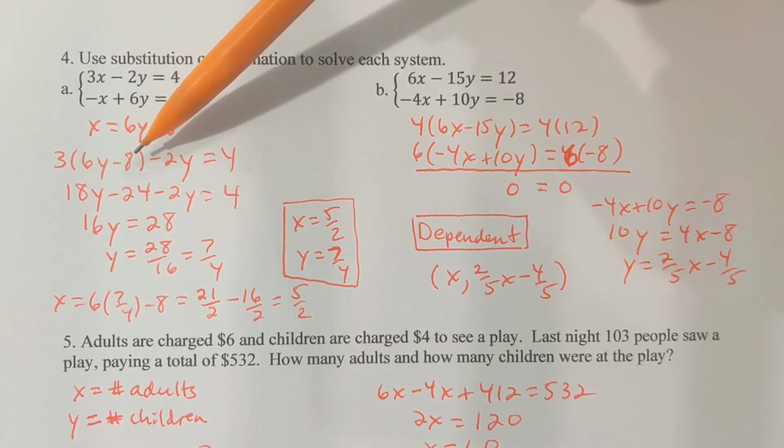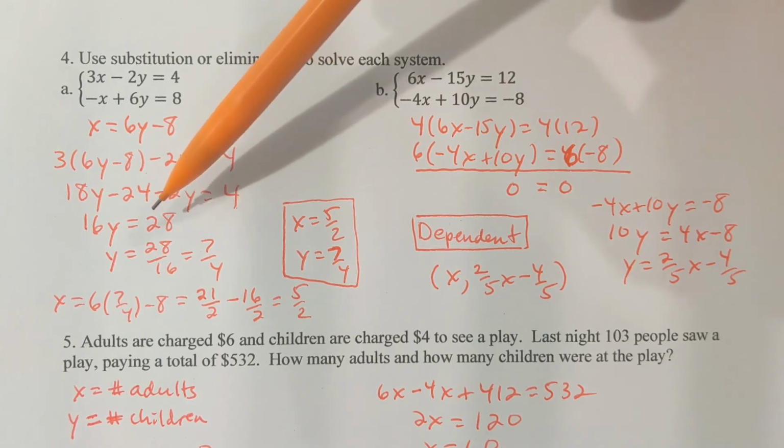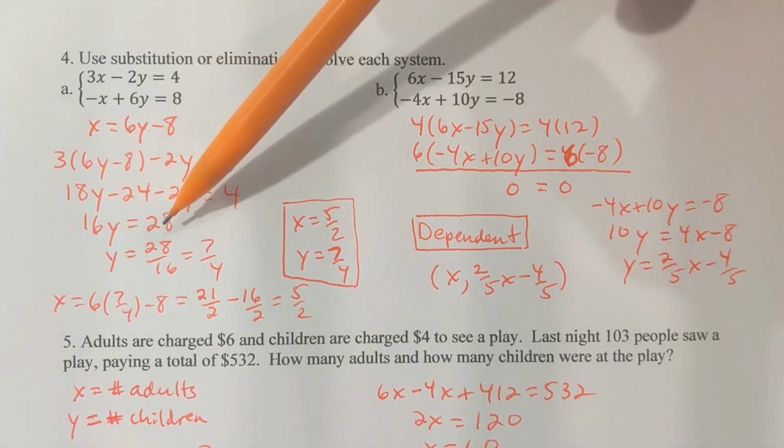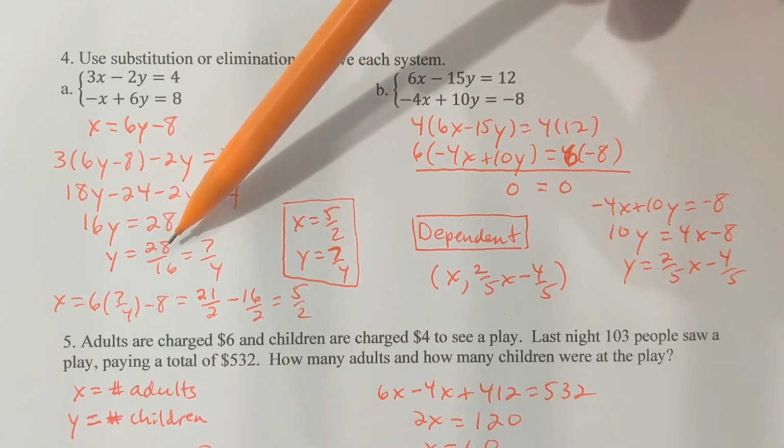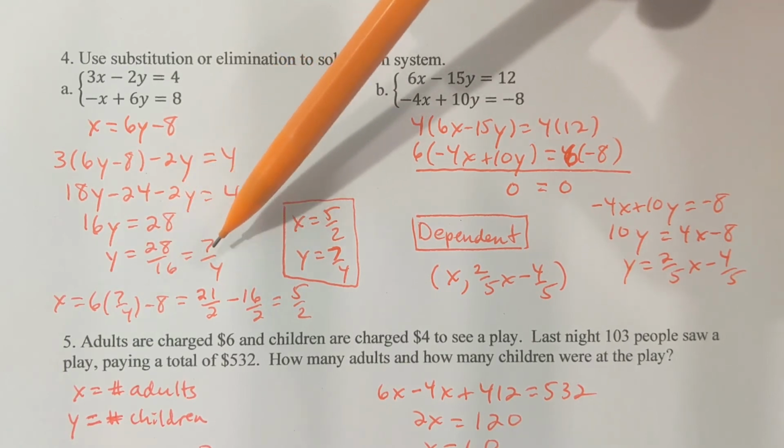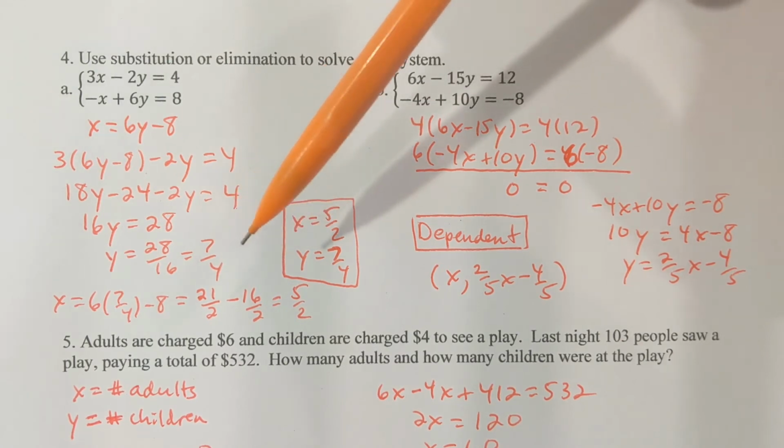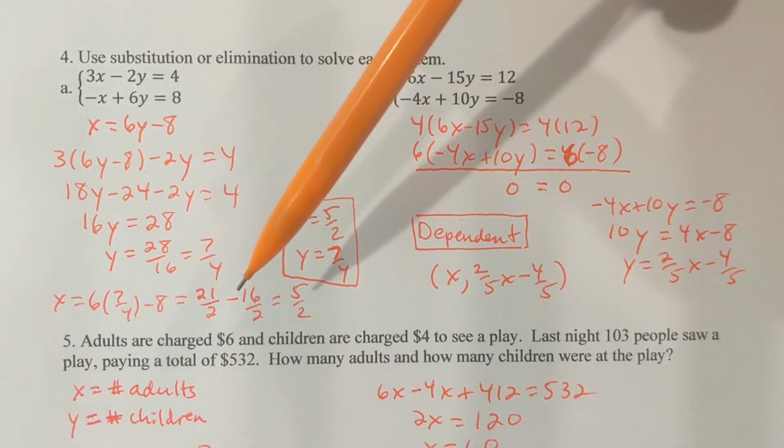Distribute the 3 there, and then collect your like terms. 16y equals 28. If you divide by 16, y is equal to 28 over 16, which would reduce to 7 over 4. Of course, you know, simplify as far as you can go there.